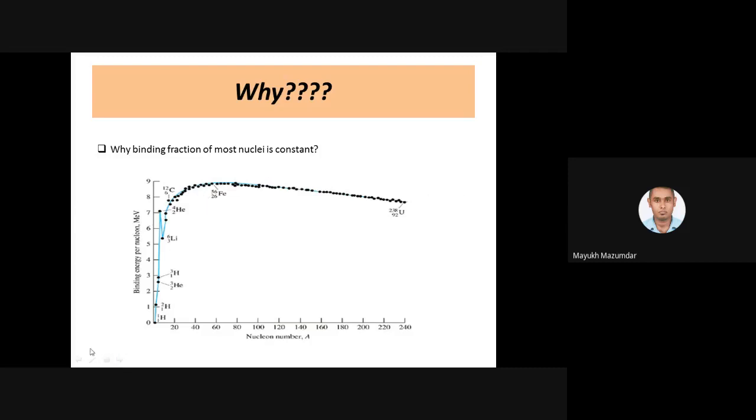So if I only take care of this region, if I just separate out this region, we can say that it is almost constant, isn't it? There's a very slight decrease in the value.